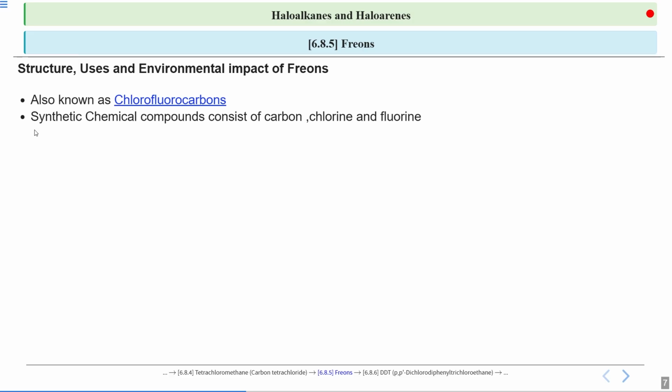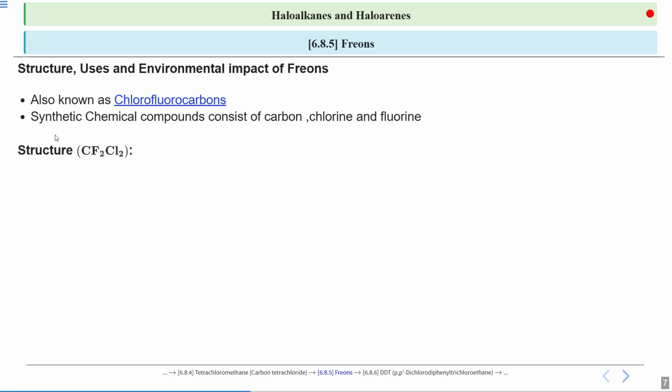Chlorofluorocarbons, CFCs, are synthetic chemical compounds consisting of carbon, chlorine, and fluorine. So freon is basically a synthetic chemical compound. What does that mean? It is not naturally occurring; it is made by human beings. That's why we call it synthetic. It is a synthetic chemical compound consisting of carbon, chlorine, and fluorine, and it is also known as chlorofluorocarbons.